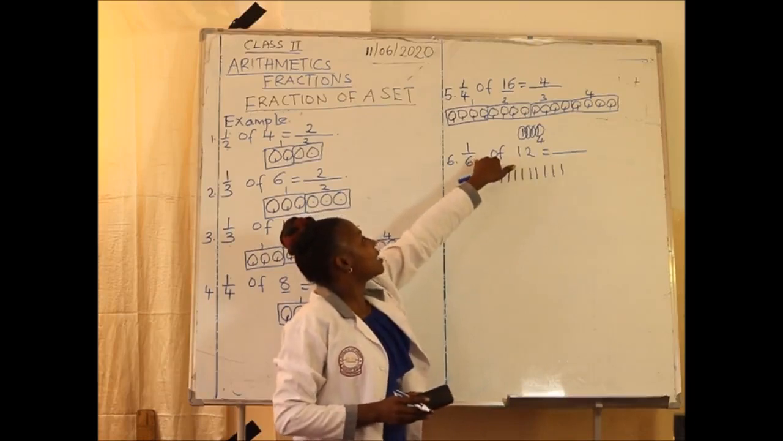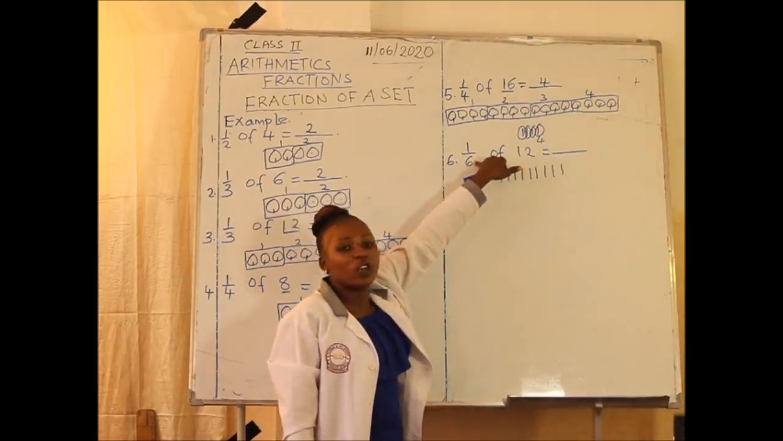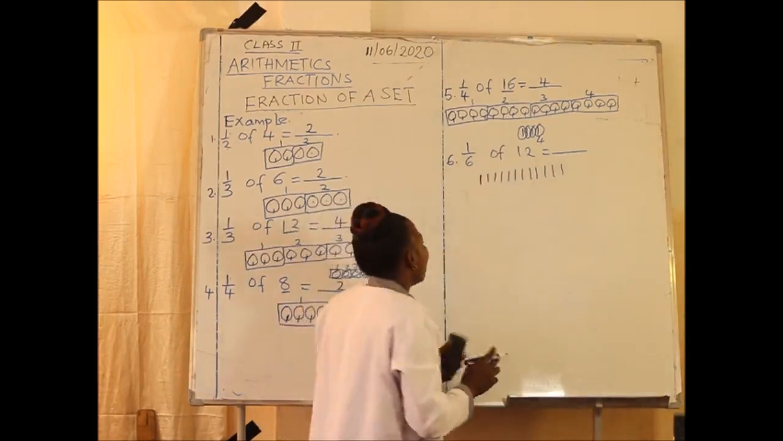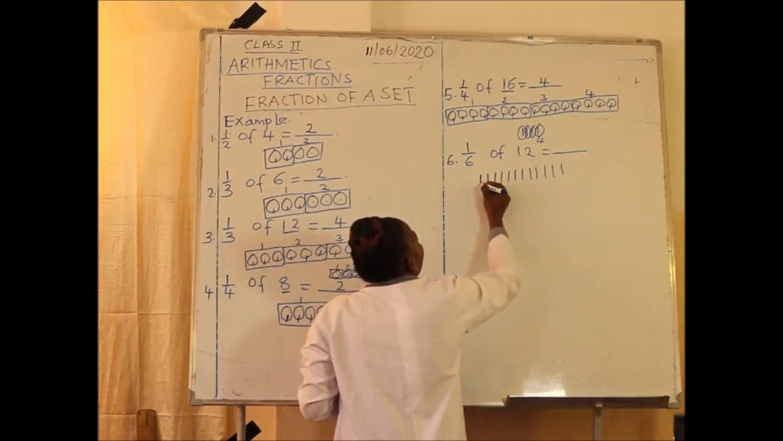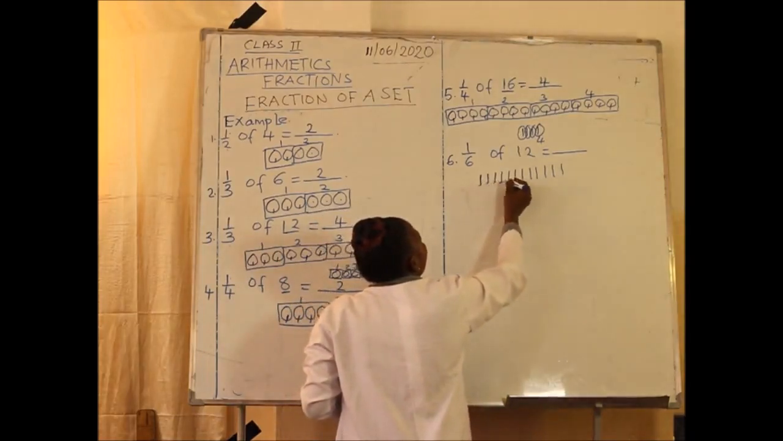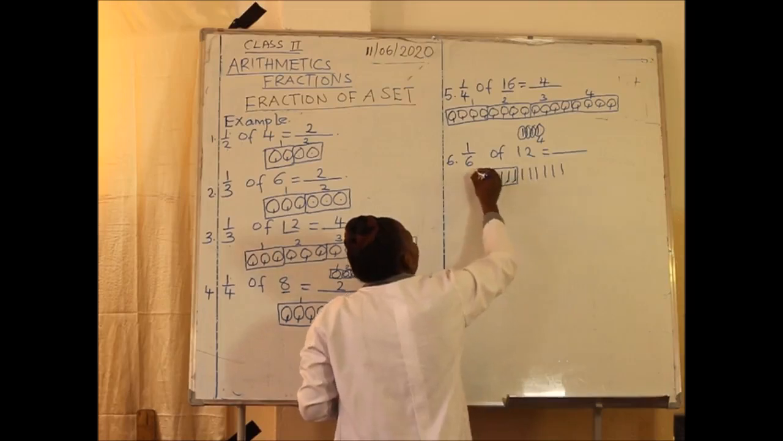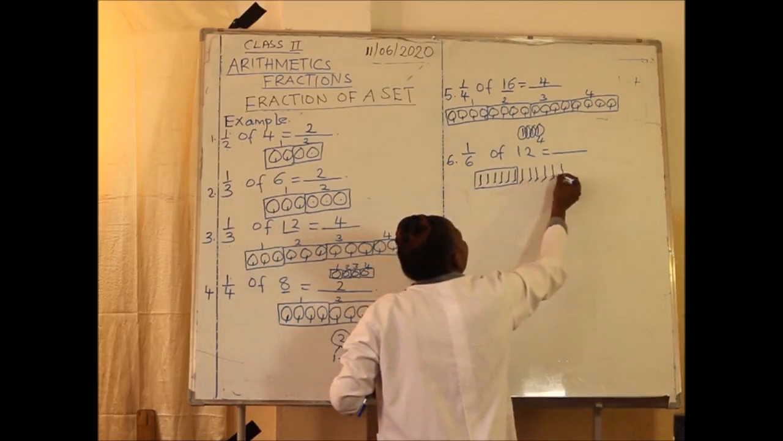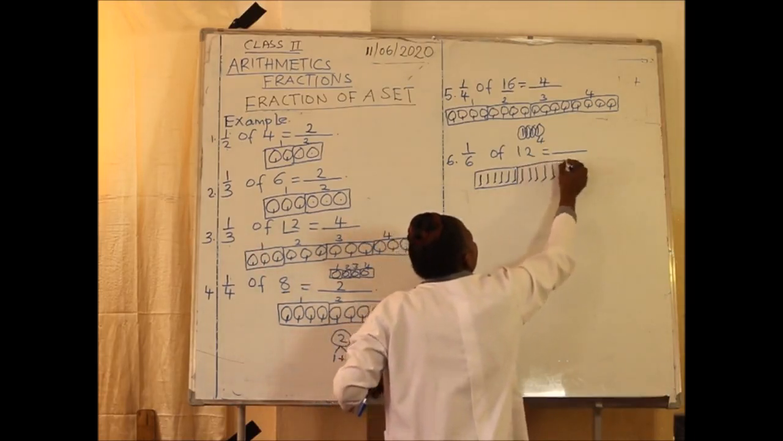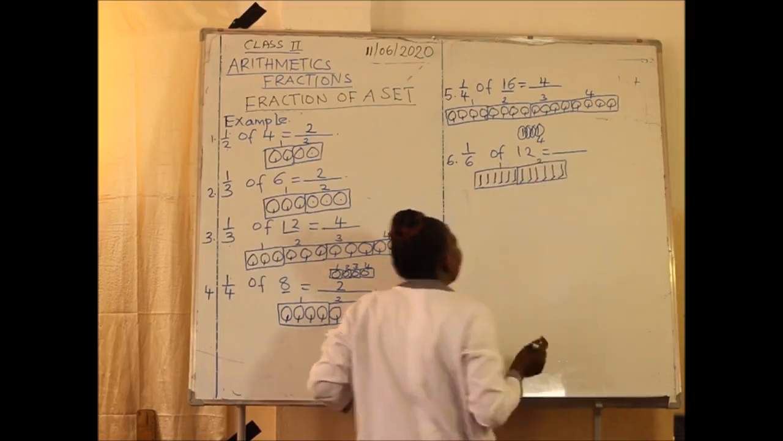We have to create the groups according to the denominator, that is, total number of equal divided parts. How many equal divided parts do we have here? So we have to create groups of 6. 1, 2, 3, 4, 5, 6. This will be termed as first group. 1, 2, 3, 4, 5, 6. This is the second group. So we have 1, 2.